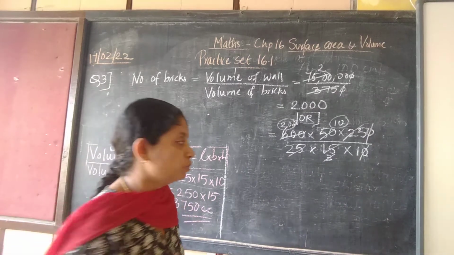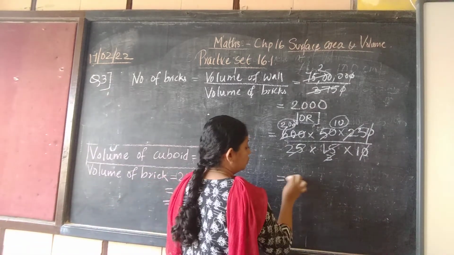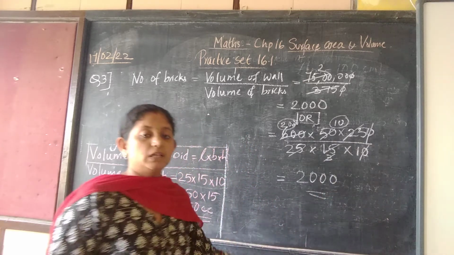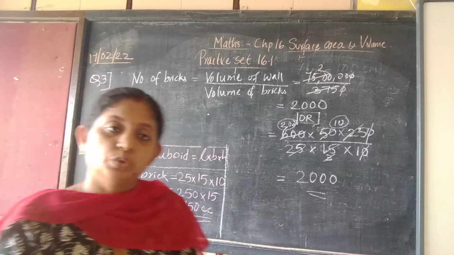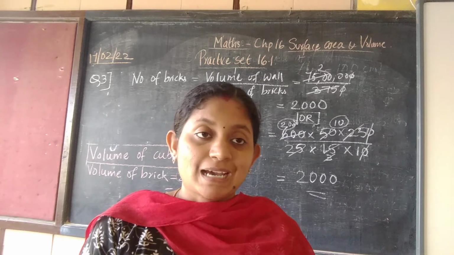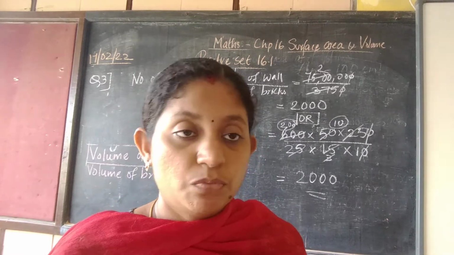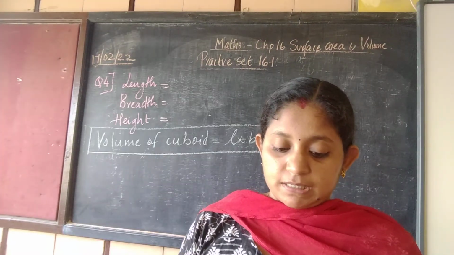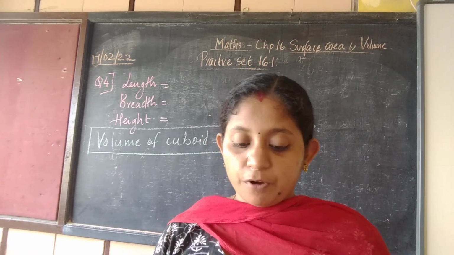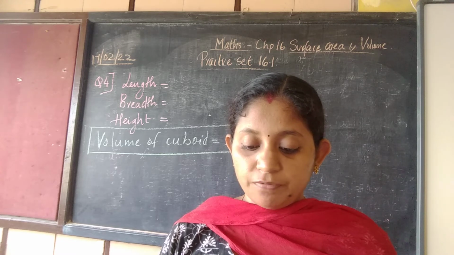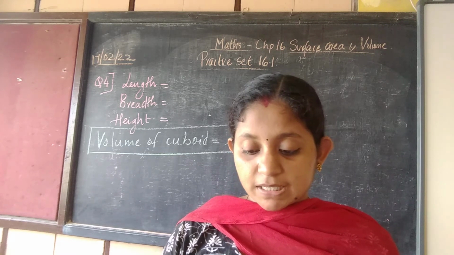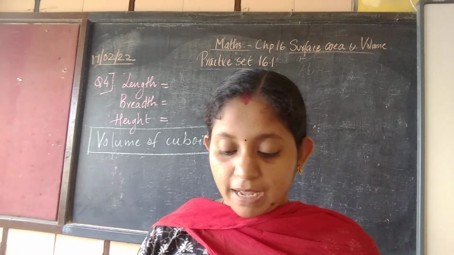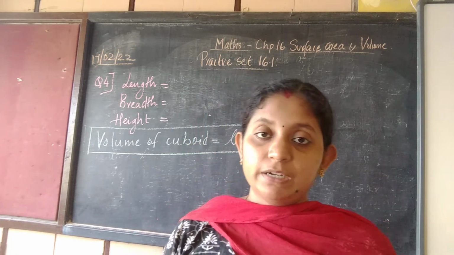So whichever way you do it, you will get the correct answer provided you do the calculations properly. So this will be your final answer. How many bricks are required? 2000 bricks. Now the last question, let's see how to solve it and what is given in the question. So question number 4. For rainwater harvesting, a tank of length 10 meter, breadth 6 meter and depth 3 meter is built. What is the capacity of the tank and how many liters of water can it hold?